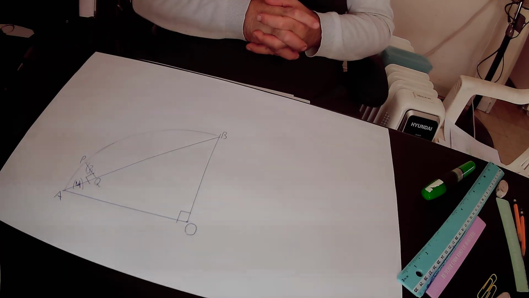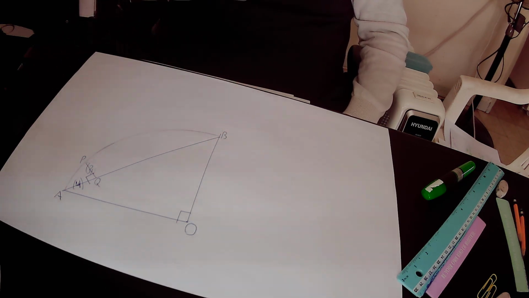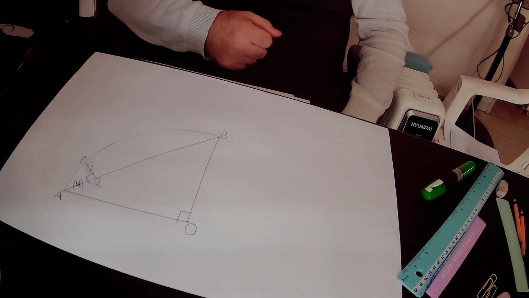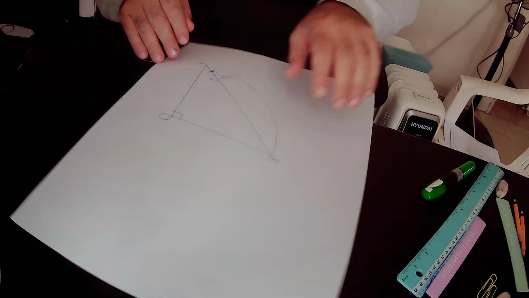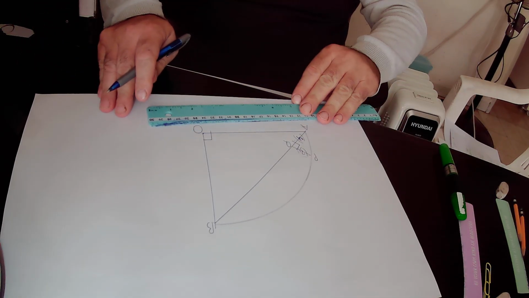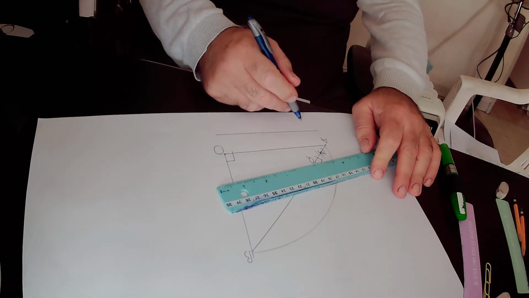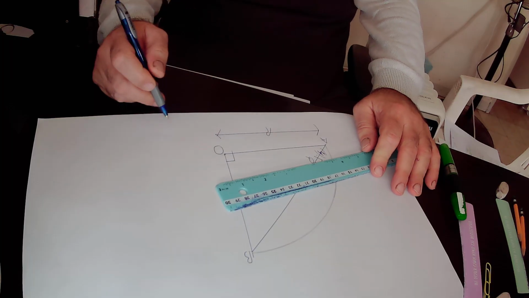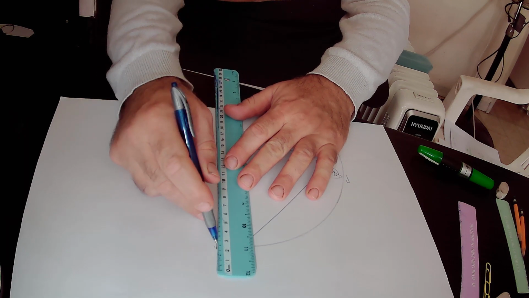So, first of all, OA equals OB. They're both the radius of this quarter circle and therefore they are equal to each other. We will define the radius of this quarter circle as R. So, OA equals R, and OB also equals R according to our definition.